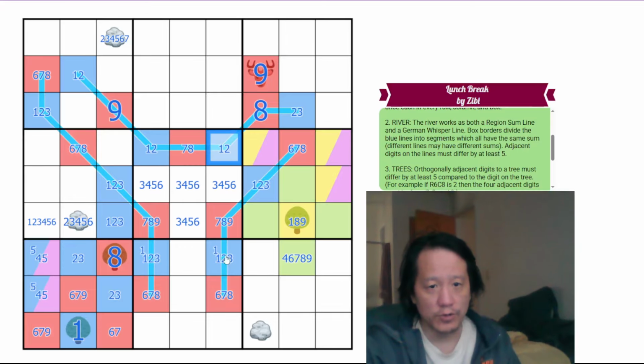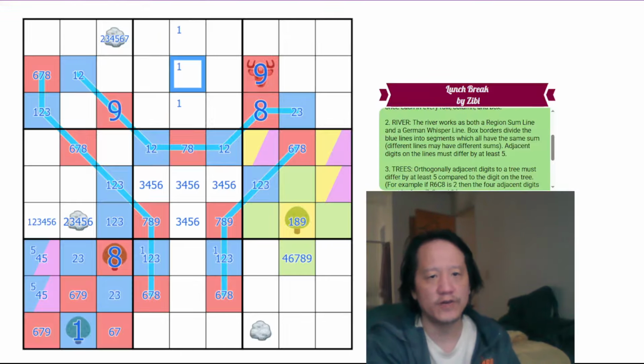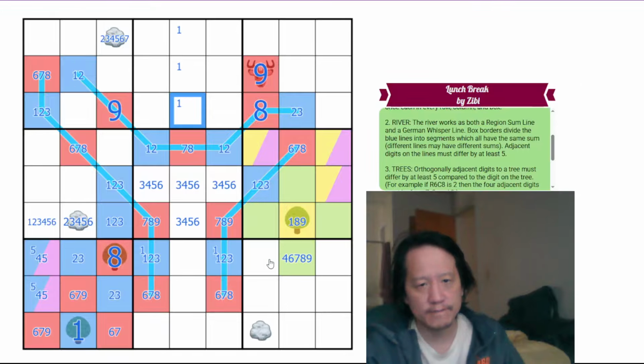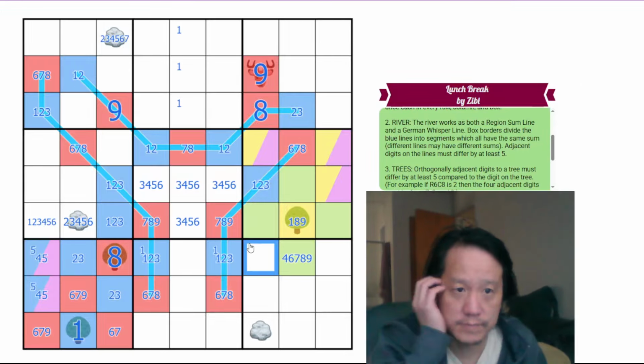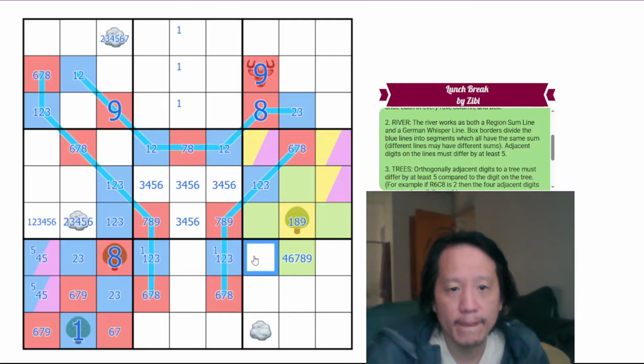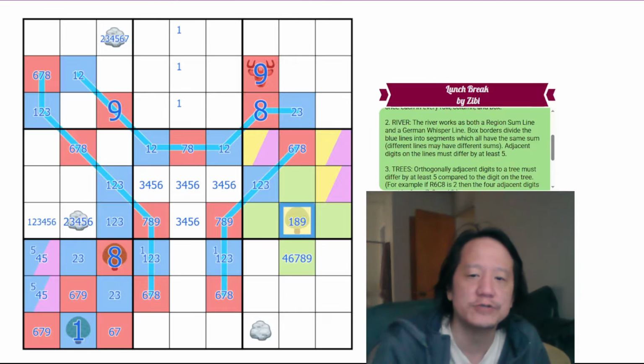Okay, so we know one of these is 1 because of the 1, 2, 3 triplet in row 7. We know one of these two is 1 because of the one. This is a 1, 2 pair. So 1 in column 5 has to be one of those 3. Nine has to be one of these two. So this cannot be 9. Oh, interesting.